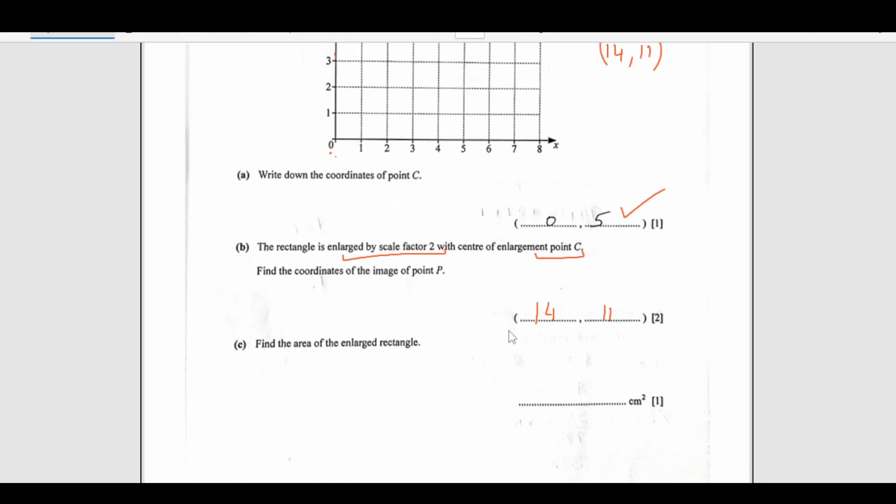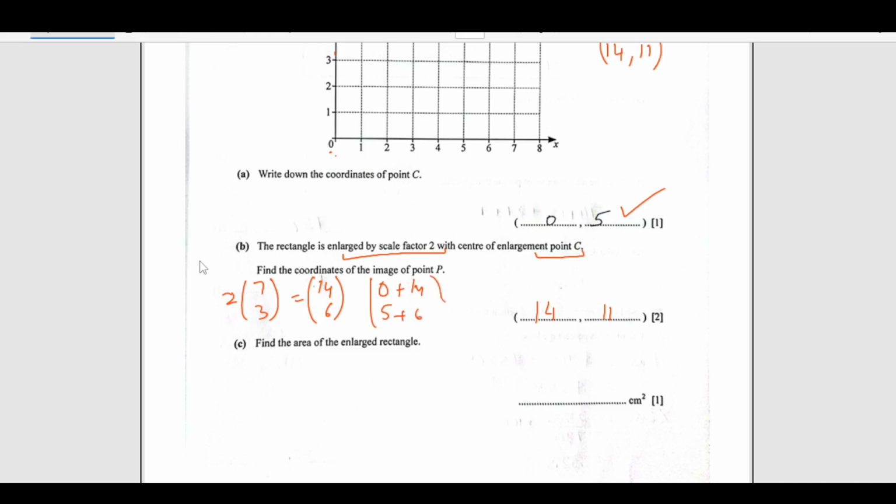Now next, find the area of the new enlarged rectangle. So the new enlarged area is going to be, so if you know that, this can also be written here. You can write it down as 2 times the 7 and 3, by the scale factor. So this is 14 and 6, then this remains the same, so this will become 0 and 5, and then plus 14 and plus 6. That's how we get this one, right?